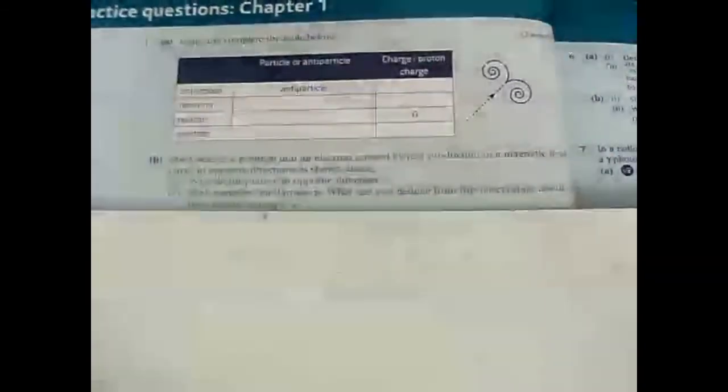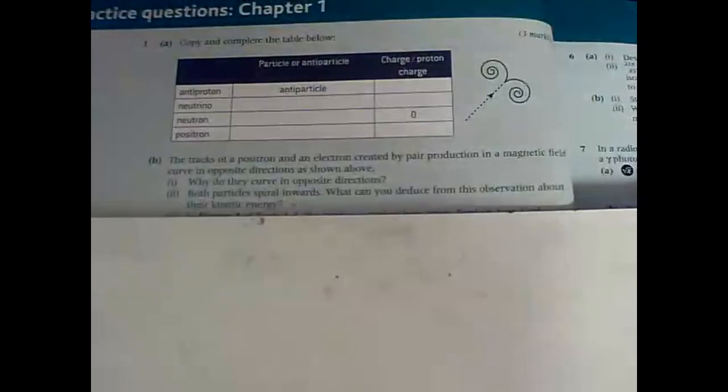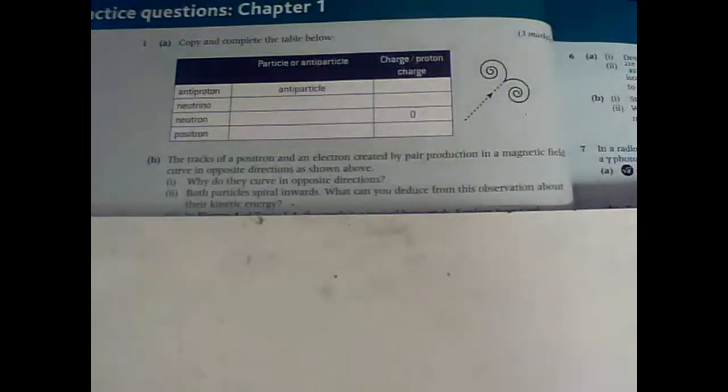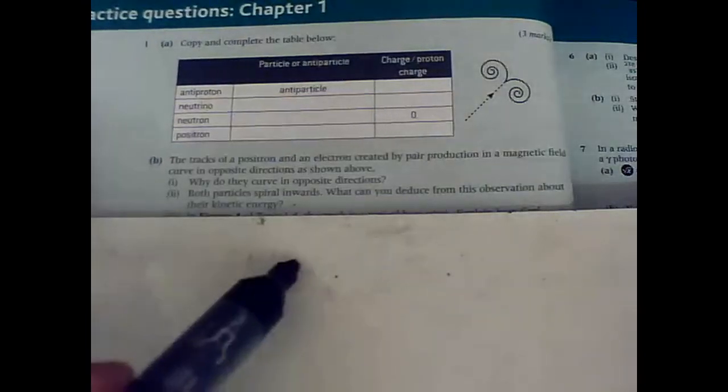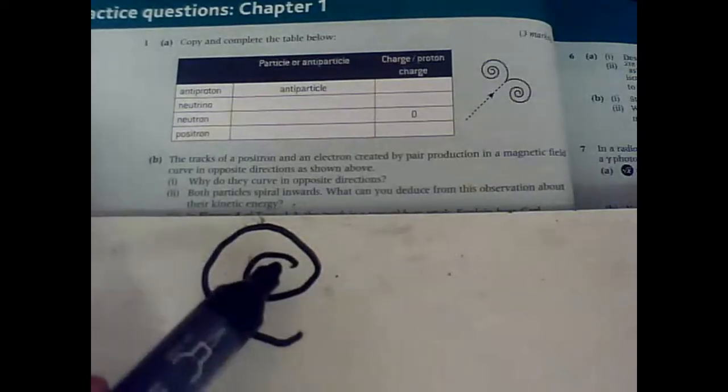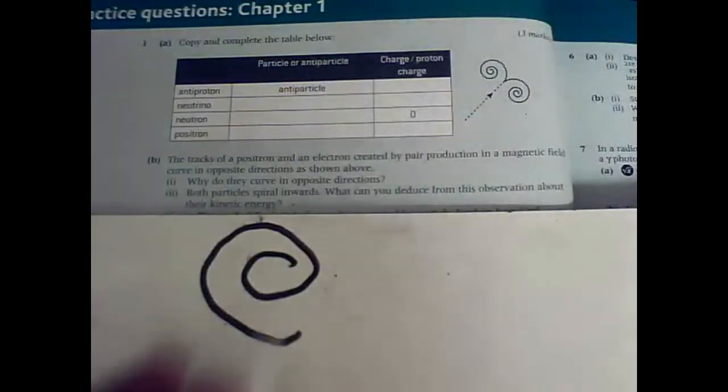Okay, next question says both particles spiral inwards. What can you deduce from this observation about their kinetic energy? Well, if they're going inwards in a path, the spiral they take is going to look something like this. They're going to get slower as they get to the middle, and therefore their kinetic energy will decrease. So that's how we do the maths.